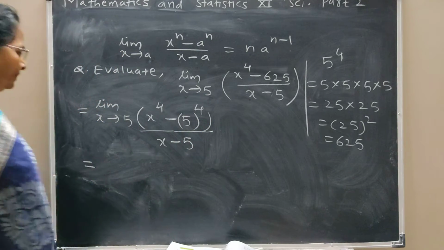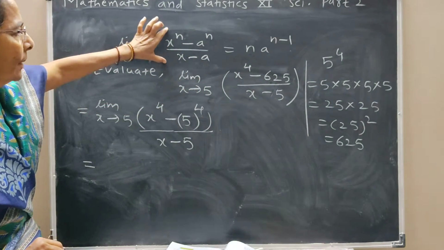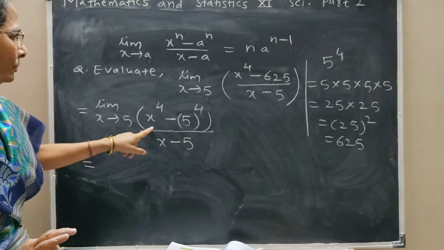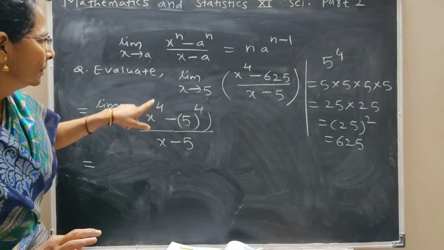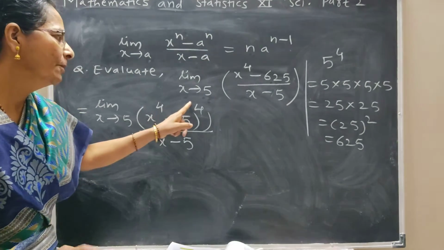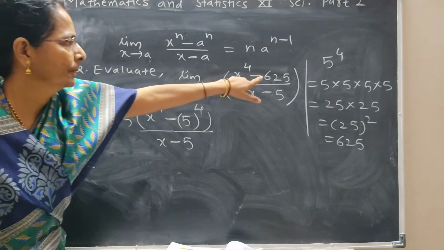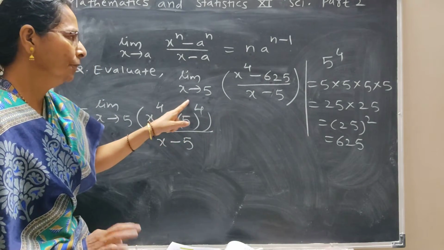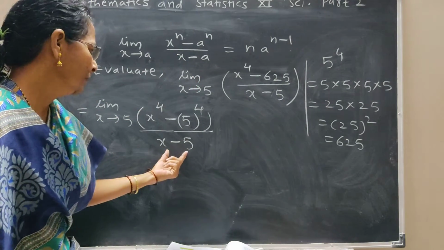This question we solve using this formula. x raised to n, x raised to 5 is there, that means a is 5. So here is a, write 5, and here is n, so directly we write 4 and here 4. If we calculate 5 raised to 4, then we get 625. That means 625 is written in the form 5 raised to 4. And then denominator is x minus a, x minus 5.